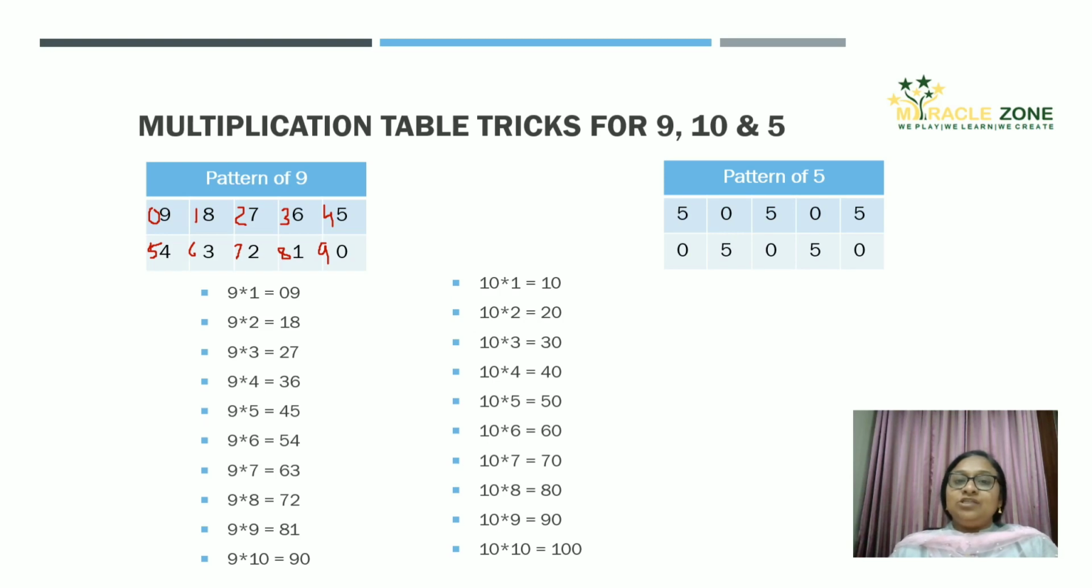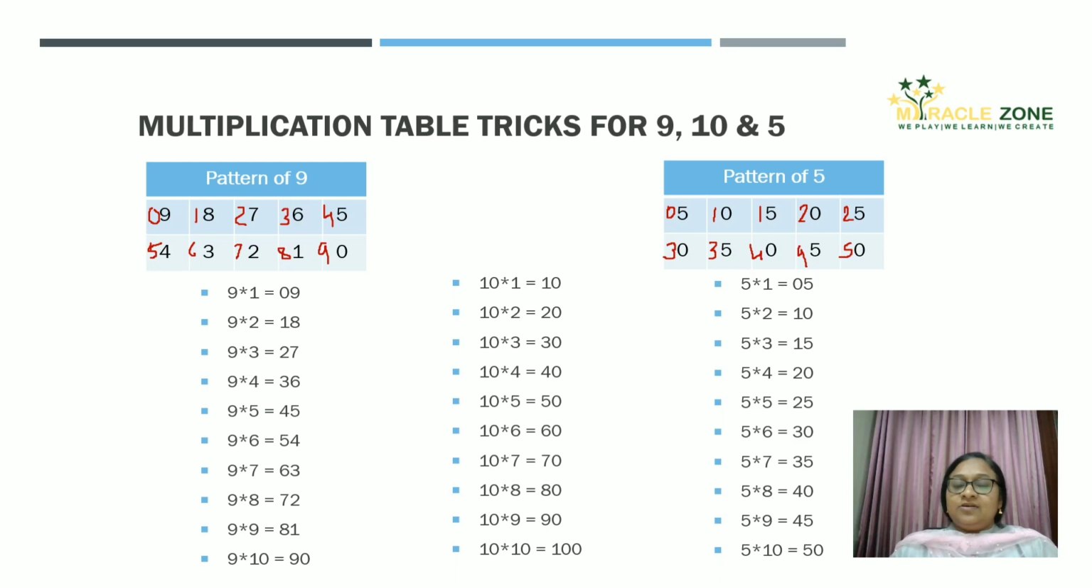For 5, only two numbers are repeating: 5 and 0. So wherever 0 is coming, you just need to increment by 1. We'll just start with 0. Wherever 0 is coming, you just need to increment by 1. Again continue with 1, again increment by 1. So again 0, again you have to increment by 1. So this is the pattern for 5.